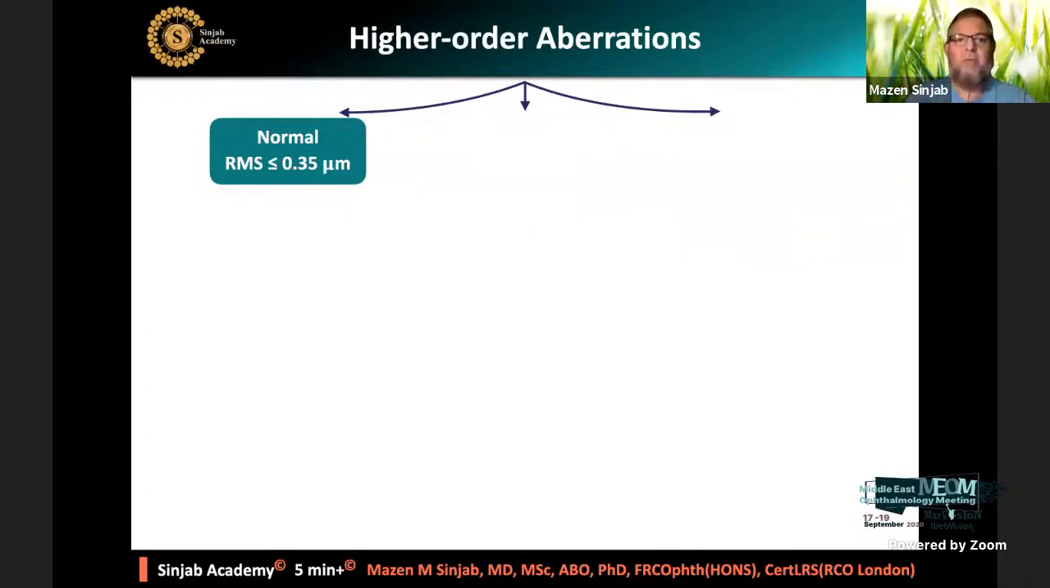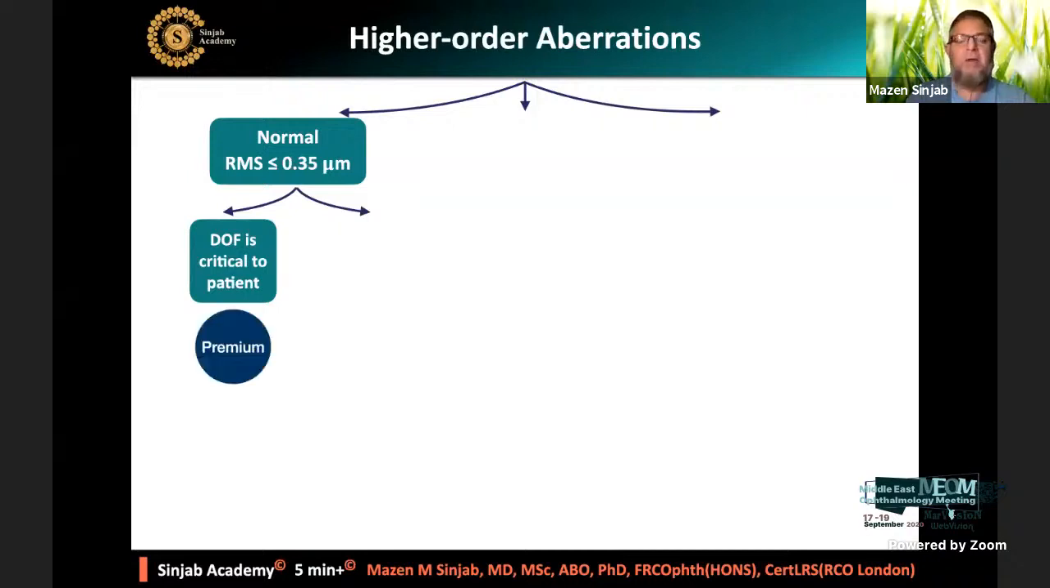Starting with the first pathway, if the cornea has normal high order aberrations, then if the patient cares about depth of focus, of course we can implant a premium IOL, which gives the patient the three distances.